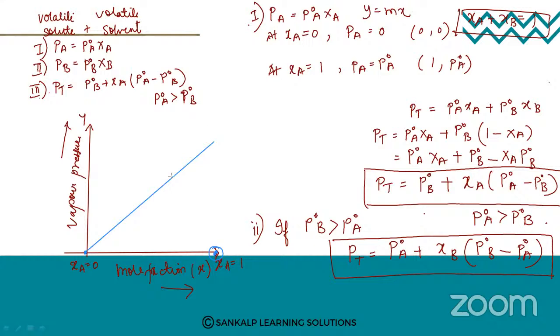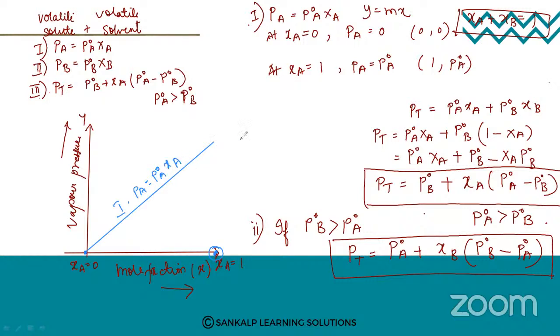Okay, so this will be P naught of A. Here also there will be an A, and this is the origin. So this is your graph for the first one, that is PA equals P naught A into psi of A.